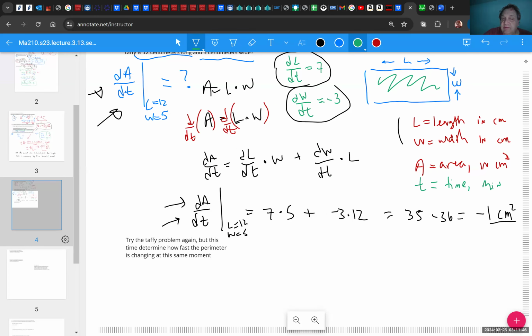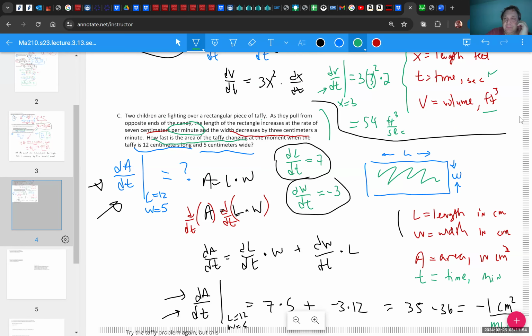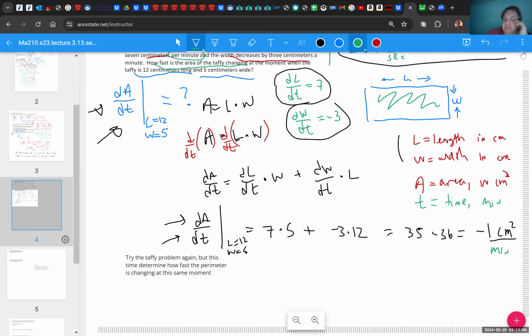So this is dA over dt, so it's centimeters squared over minutes. That's my answer for the change in A over change in t at this particular moment in time. So when the length is 12 and the width is 5, I actually know my area is decreasing. Remember, a negative rate means that it's decreasing. So my area is decreasing at the rate of 1 square centimeter every minute at that moment. All right, how'd you do?